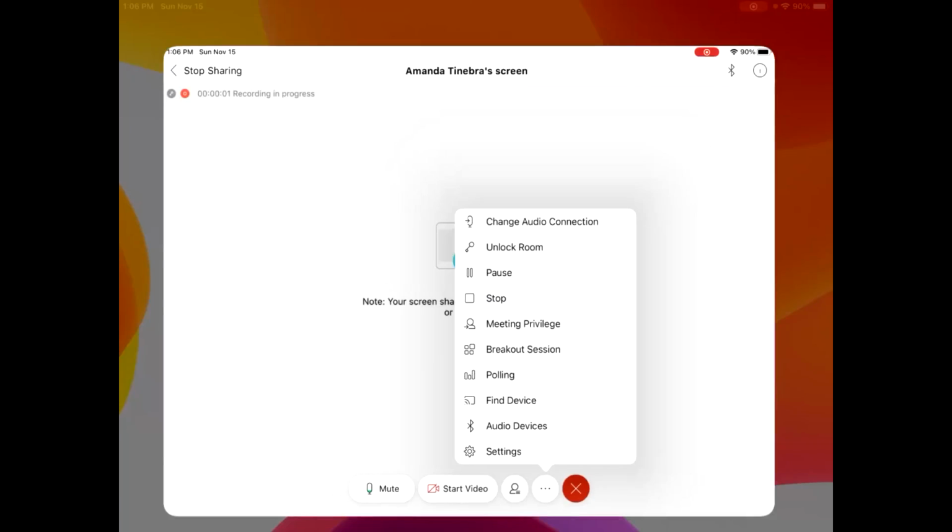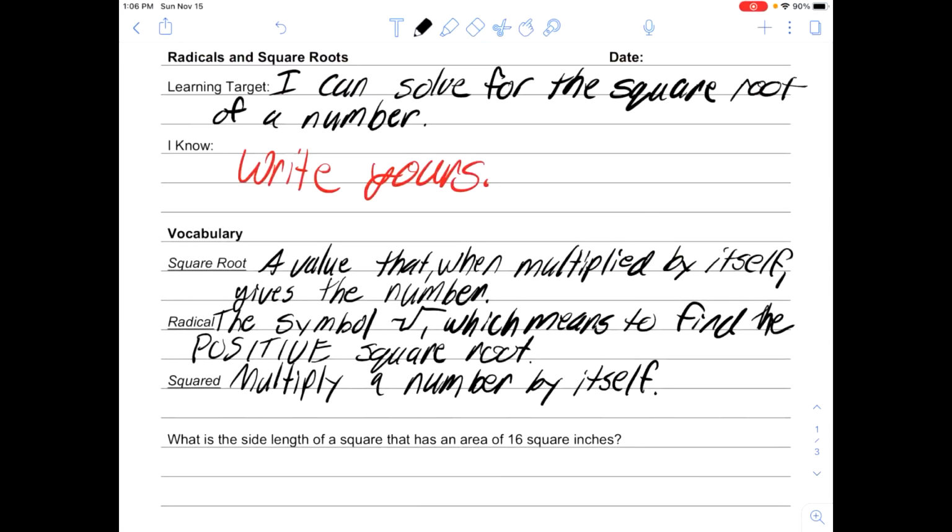All right, today's video is on radicals and square roots. So our learning target today is I can solve for the square root of a number. Please write down the date you're watching this video. Write down what you know, and this might not be much. You might not know what a square root is. You know what a square is, though, so you could write about that.